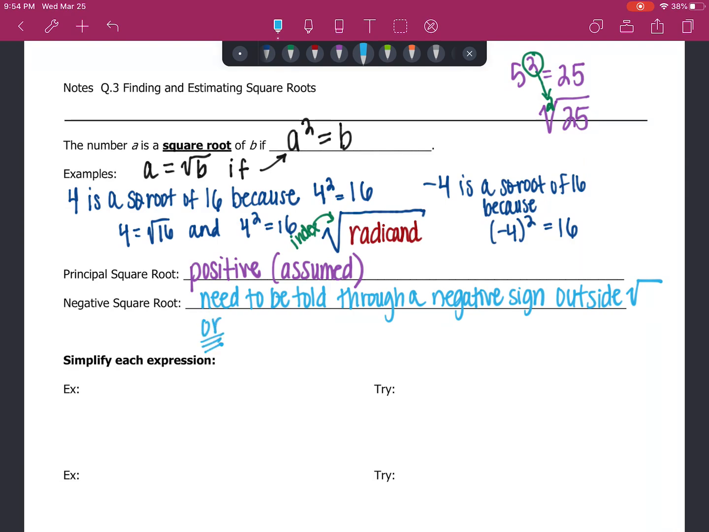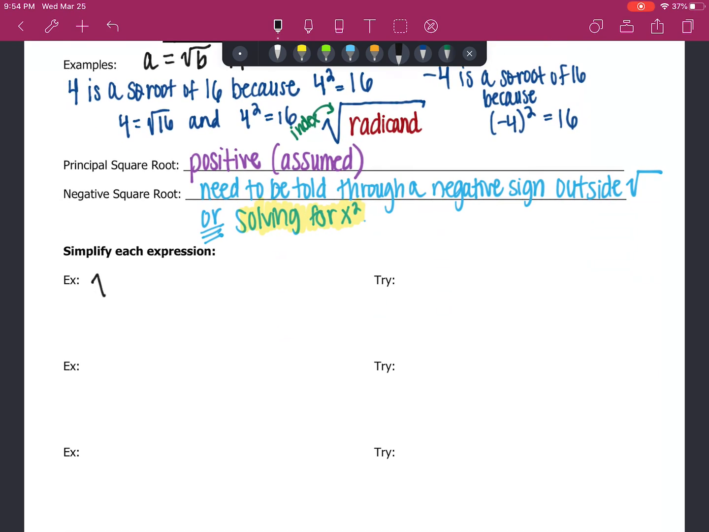Or, one other time is when you're solving for x squared. It may take us a little bit to get to this situation, but we're going to get there. So let's just do a few practice problems. We want to simplify each one of these.